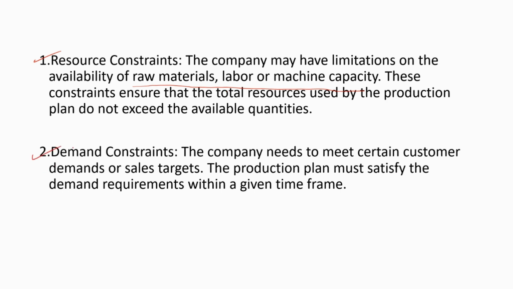The second type of constraint is demand constraints. The company needs to meet certain customer demands or sales targets. The production plan must satisfy the demand requirements within a given time frame. Simply, this is the demand for a product from the market. The business has to satisfy this demand.